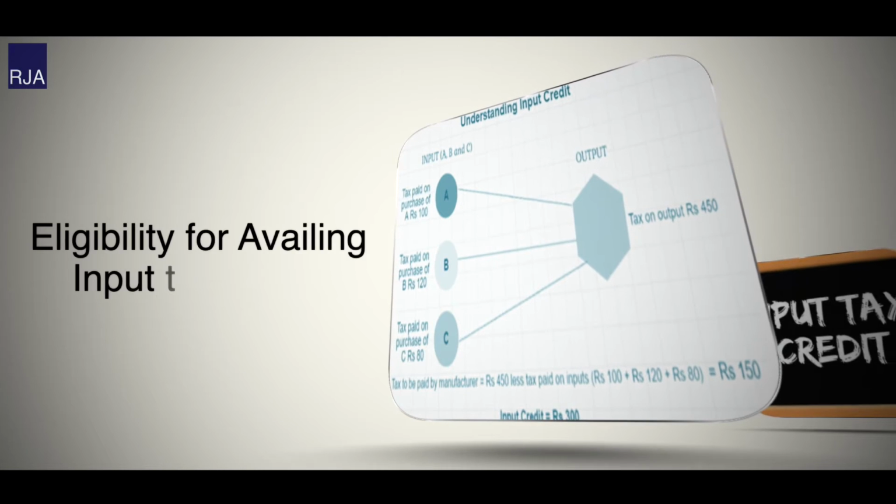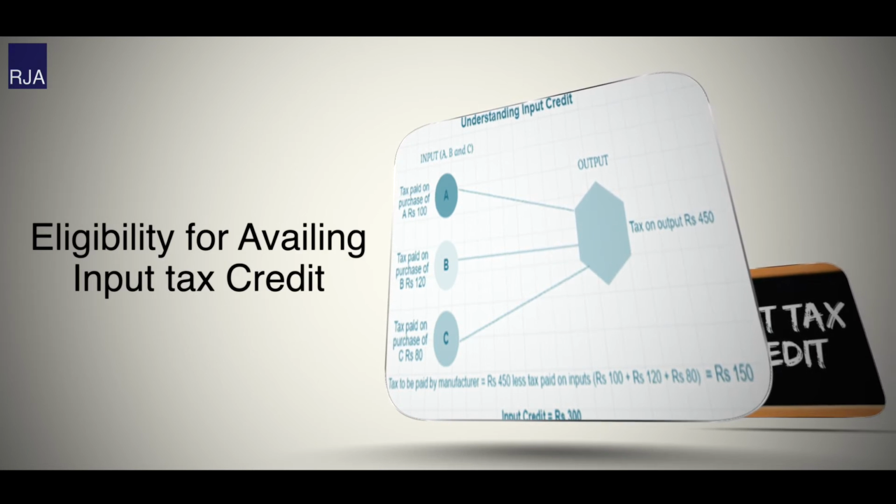Having discussed the meaning of ITC, we will now discuss the eligibility for availing the input tax credit. Every registered person can take the credit of the input tax only when the following conditions are fulfilled. First of all, the goods and services must be used or intended to be used in the course or in furtherance of business. No credit would be available in respect of inputs which are used for outward supplies of exempted goods or services. The taxpayer must be in possession of tax invoice or debit note.